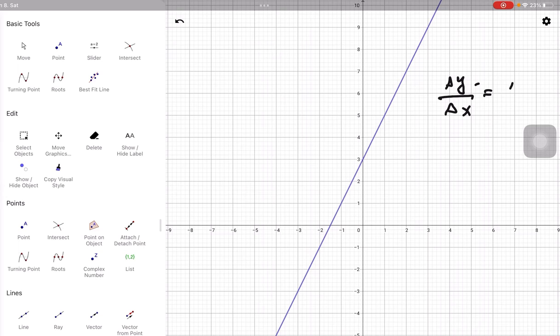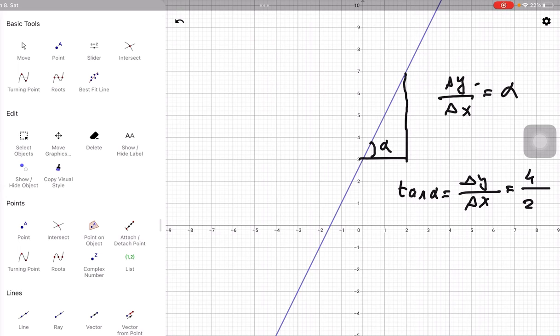It is the alpha slope. As you see here, I can show you the slope. It is alpha, a tangent alpha. It is delta y per delta x. It is equal to 4 per 2, and then the slope will be 2.